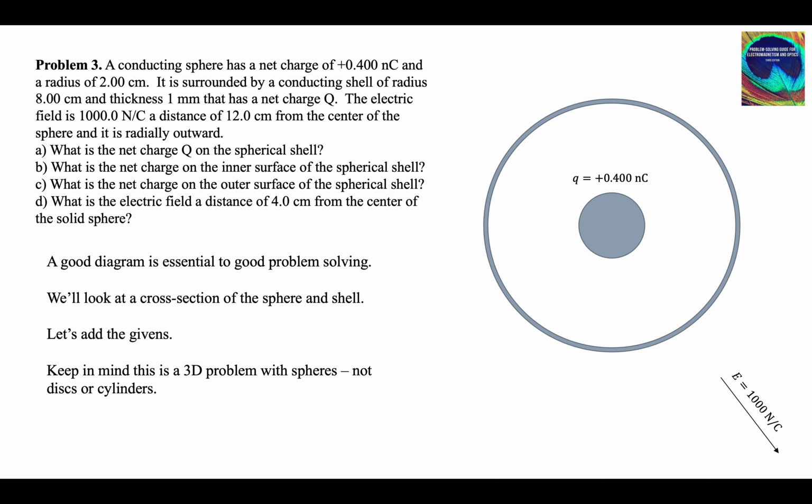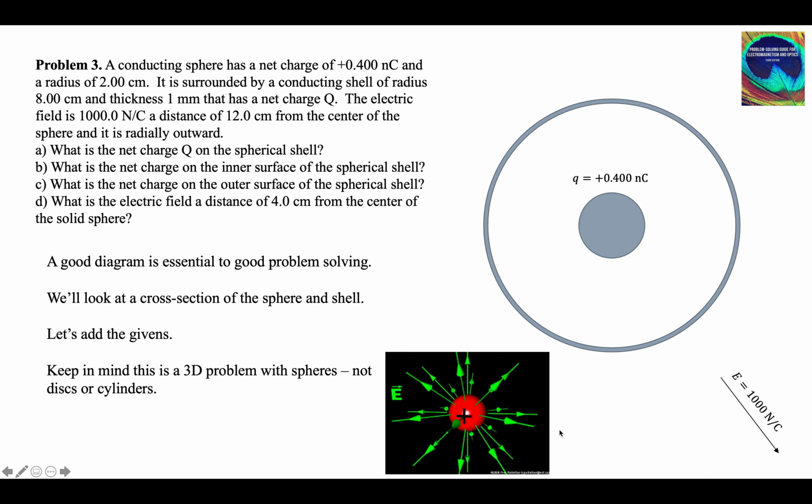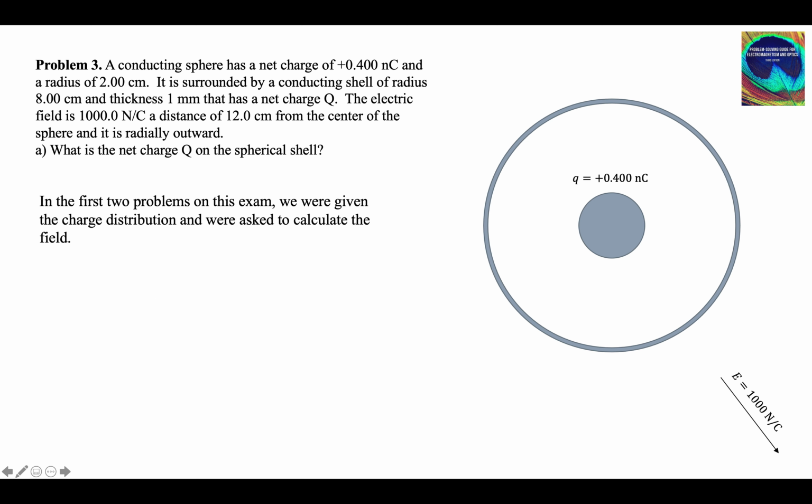It's hard to keep in mind when you're looking at a situation in 2 dimensions that it's really a 3-dimensional problem. So the field lines are coming in every direction, sort of like this. That's a central sphere, not just in the plane of the paper, but in every direction. In the first 2 problems of the exam, here's the charge distribution. What's the field? Here we have the field. We want to know the charge on the spherical shell.